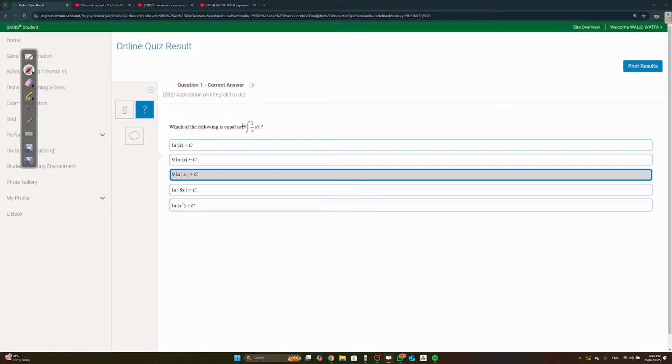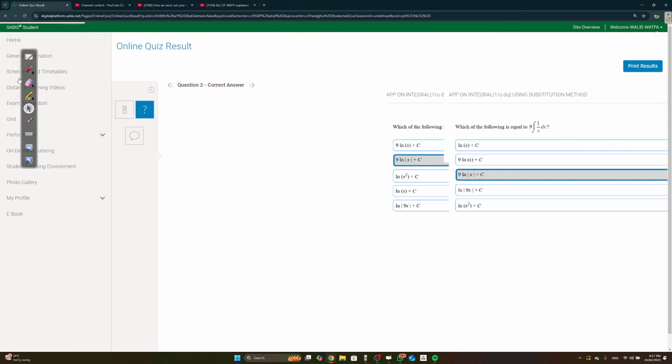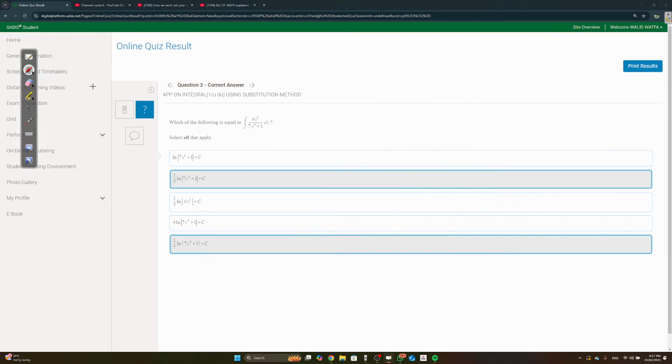Which of the following is equal to 9 times the integral of 1 over x dx? What is the integral of 1 over x? Ln x. So 9 ln x plus c. Is that hard? No. It's a rule. The integral of 1 over x, always, is going to be ln x. Which is equal to the integral of 4x cubed over 7x to the power 4 plus 1?